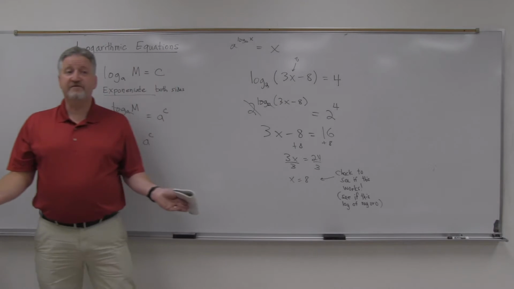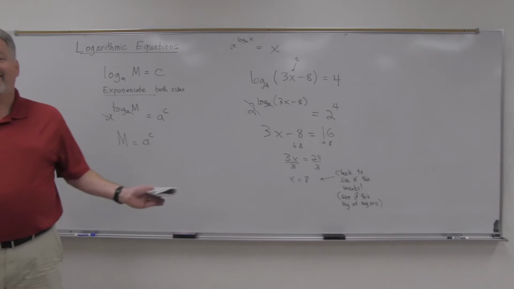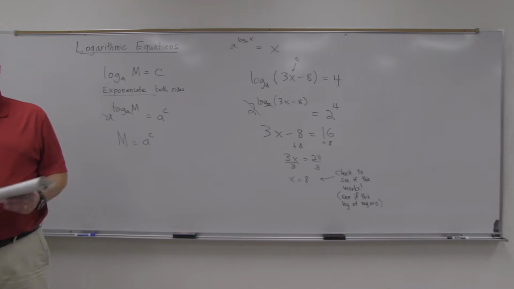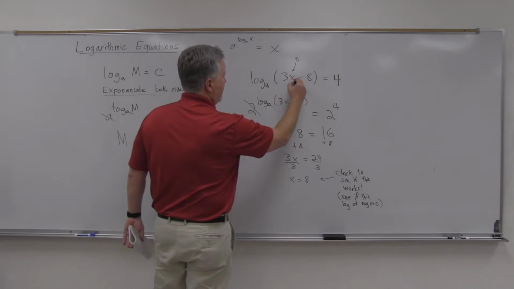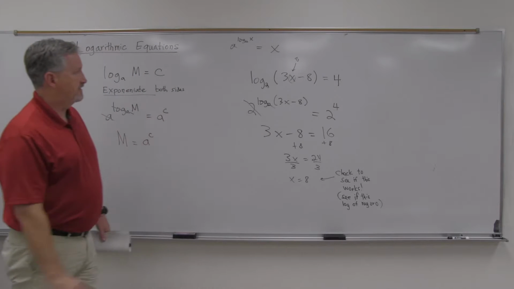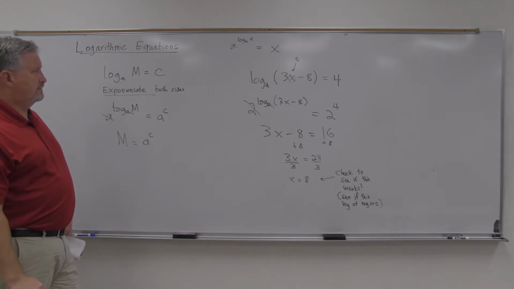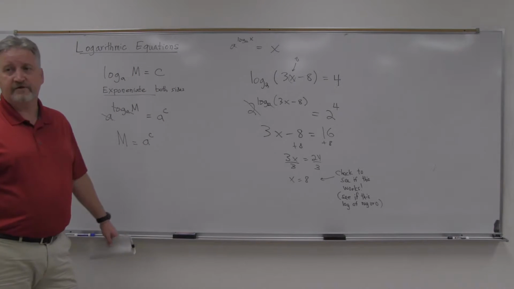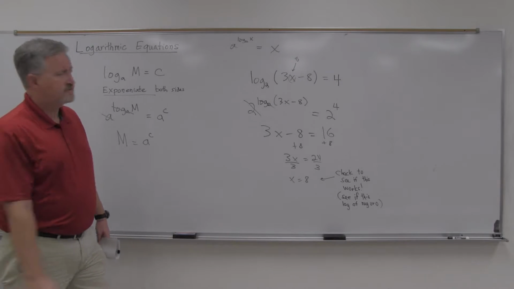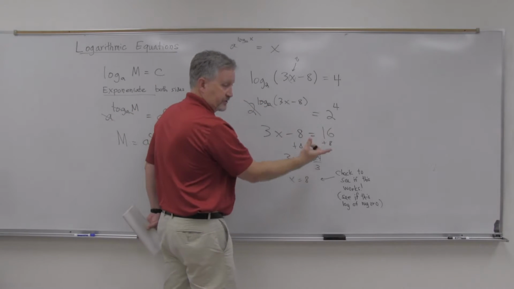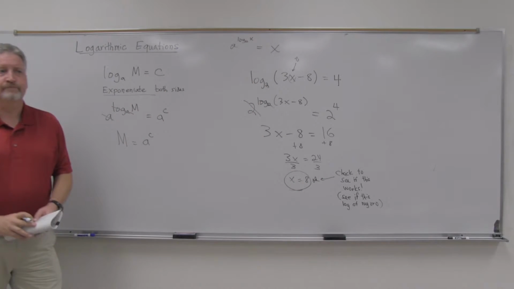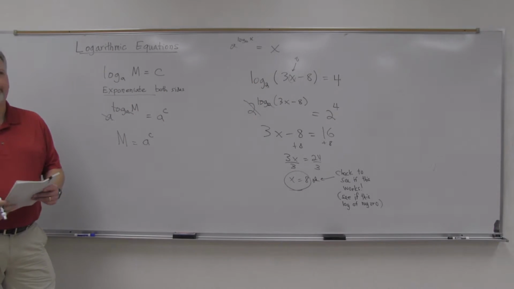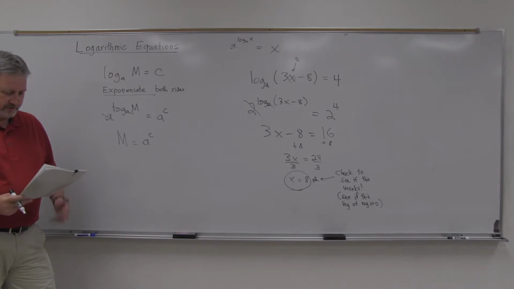Because if it gives you a log of negative or 0, you have to throw that out, because you can't have the log of a negative or the log of 0. So if I plug in 8 there, does that give me the log of a negative? 24 minus 8, no, that's going to be okay, isn't it? That gives me the log of 16, which is okay. And so we're good. It'll work. That's what you're looking for. You have to check those logarithm answers.